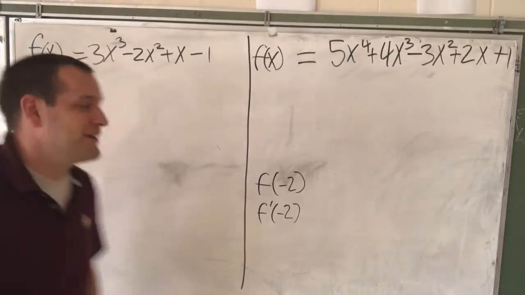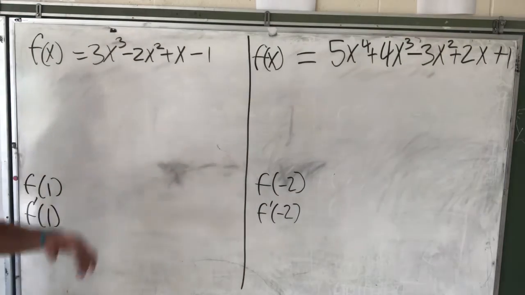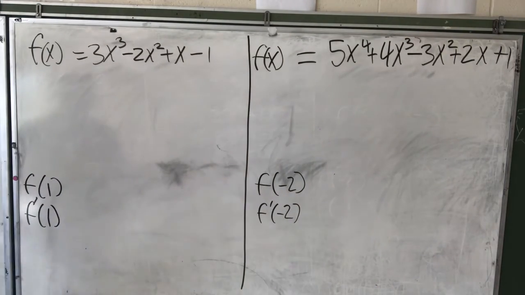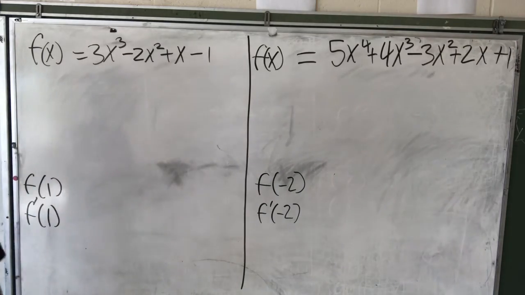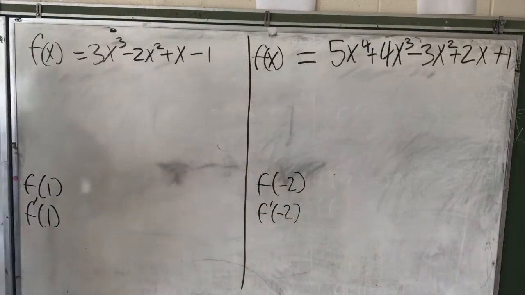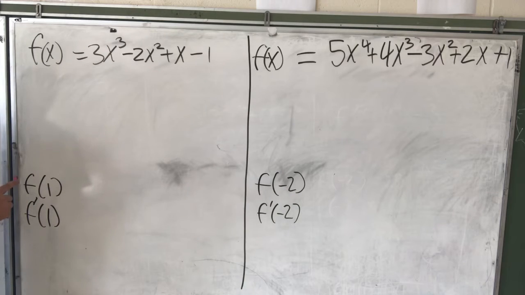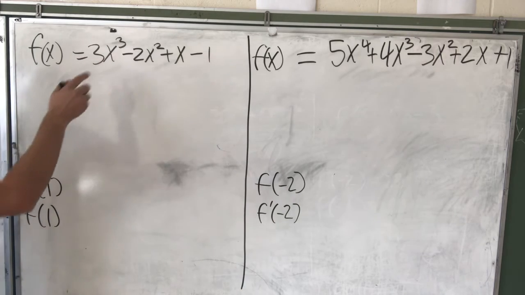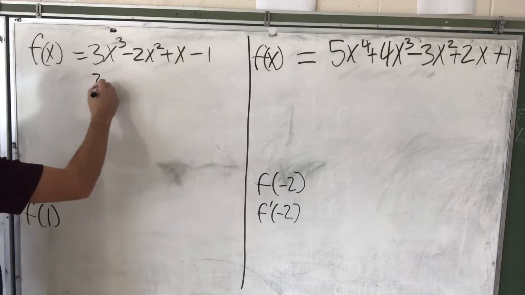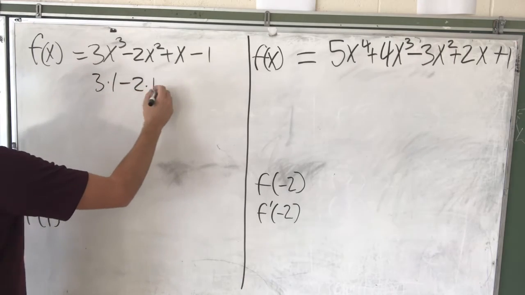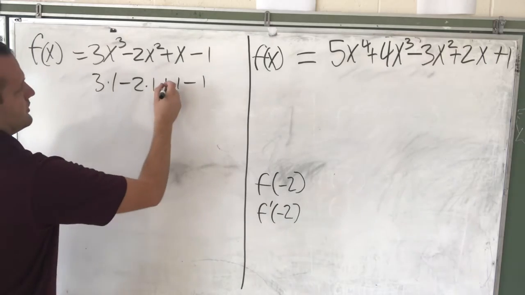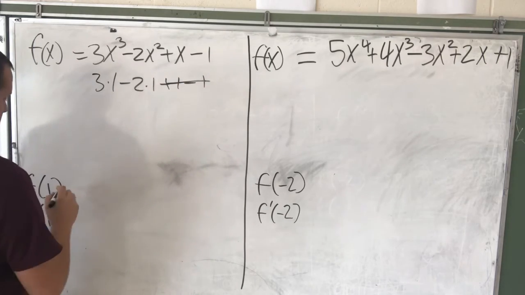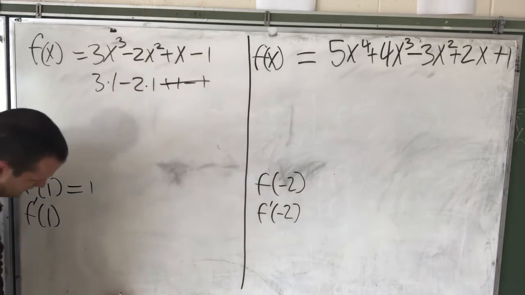All right, here are the last two. I'm going to do this one. I'm going to have you do that one. Here we go. We want to figure out what is the height and how steep is it when x equals 1. So here we go. We're going to take 1 and plug it in all the way up here. And it's going to give me 3 times 1 minus 2 times 1 plus 1 minus 1. Those cancel. That leaves me with 1. So we're at a height of 1 right now.